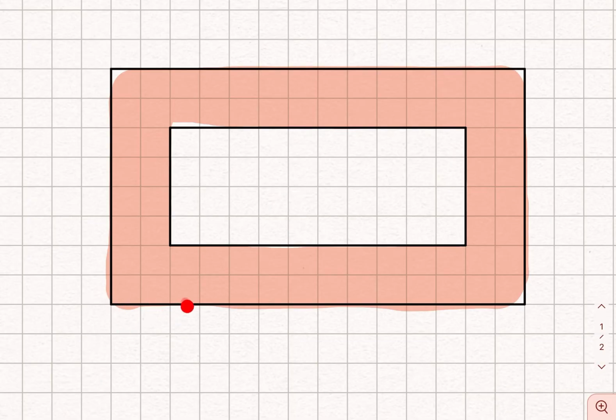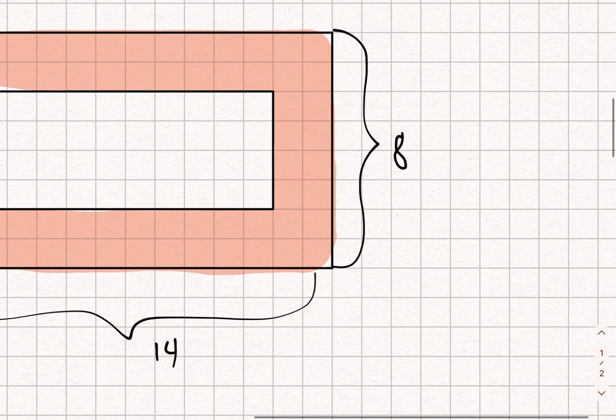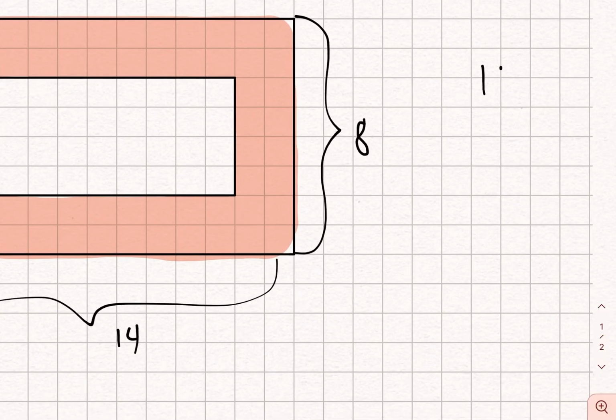We've got 1, 2, 3, 4, 5, 6, 7, 8, 9, 10, 11, 12, 13, 14 across the bottom. And 1, 2, 3, 4, 5, 6, 7, 8 across the side. And so the area of the large rectangle will be 14 times 8. Let's see what that is real quick. 8 times 4 is 32. 8 times 1 is 8. Plus 3 is 11. 112. That is the area of the large rectangle.